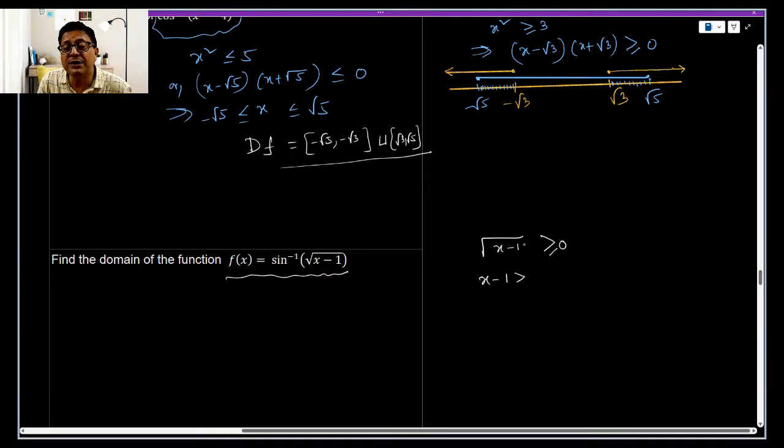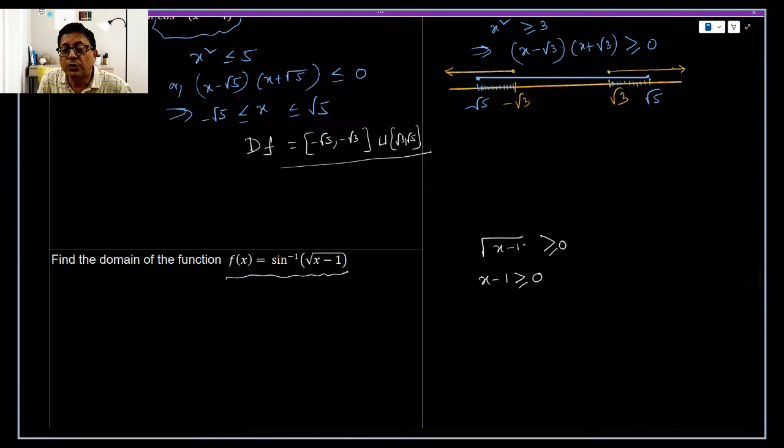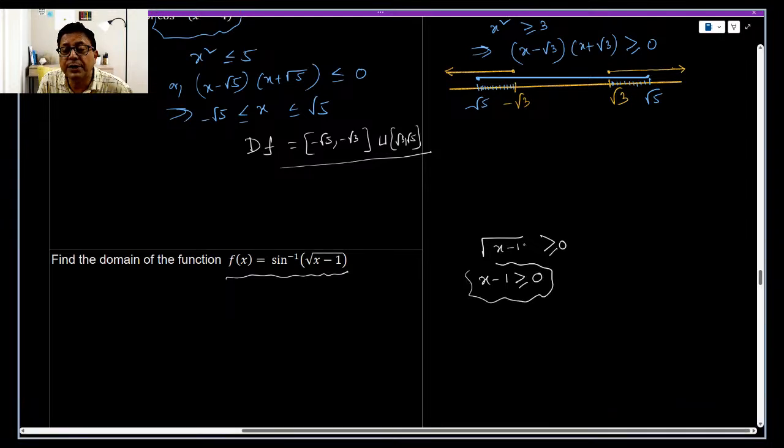When x minus 1 is greater than or equal to 0. But there is a problem. Sine inverse cannot exceed 1. So not only this condition, you have to see that restriction also. Root x minus 1 should be less than or equal to 1. So these two will be simultaneously satisfied. If you make a square of this, from there you will get the restriction of x.